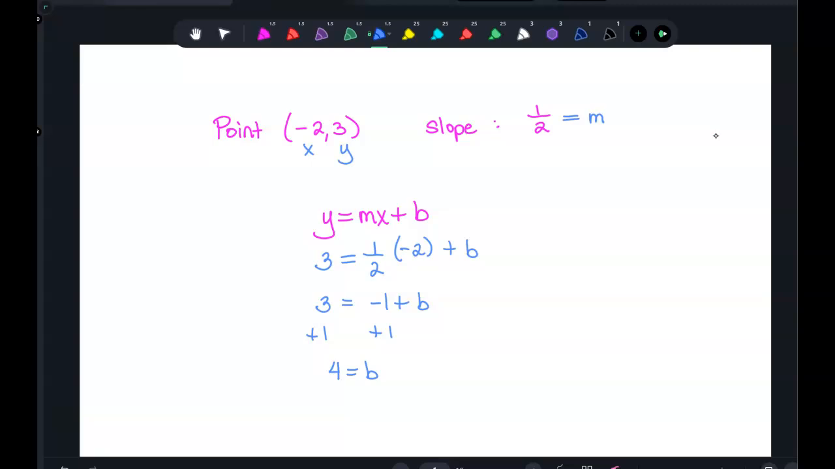Now I'm going to go back to the beginning. I'm going to leave y, and I'm just going to put in m and b. So m was a half, x plus b, well, b was 4. And then this was my final answer. So we substituted in x and y and m, solved for b, and then just rewrote the equation.